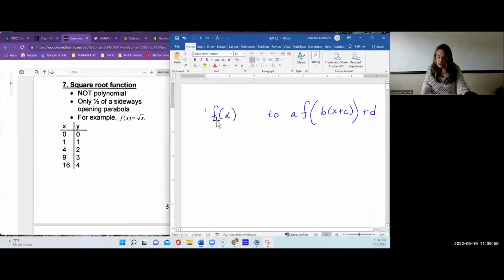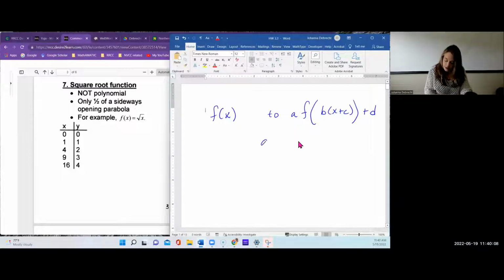In other words, we're looking at the original function here, which might be our toolkit function like the square root of x, and we've transformed it somehow by introducing some more elements. Now, what is the effect of each of these elements? Let's take a look at them one by one.